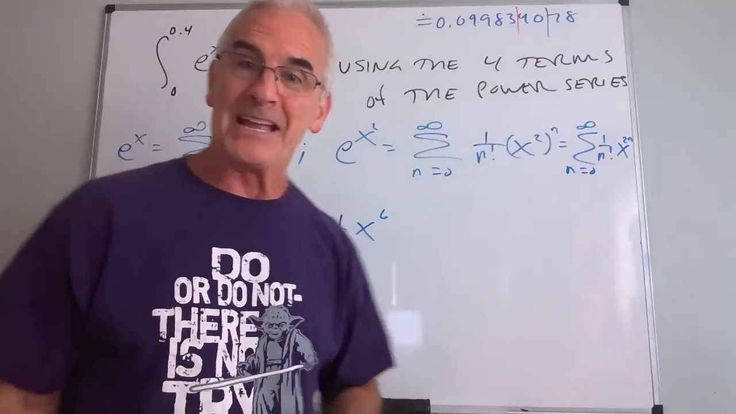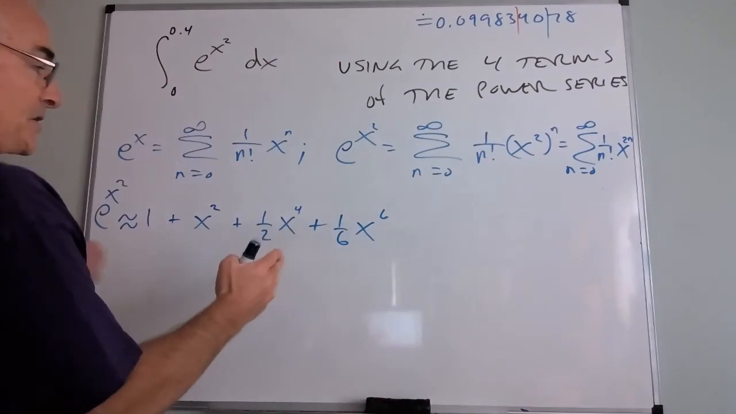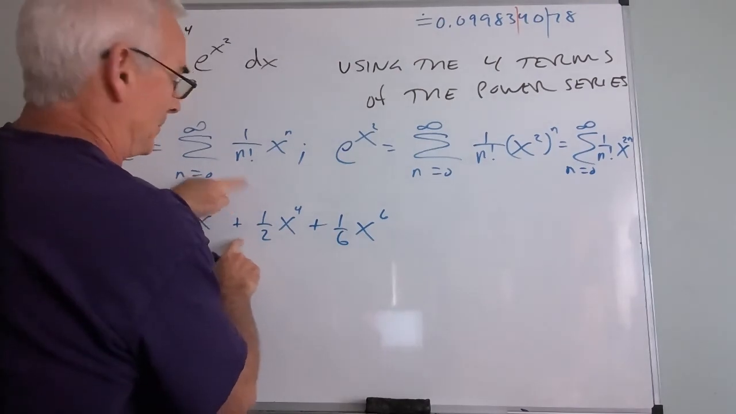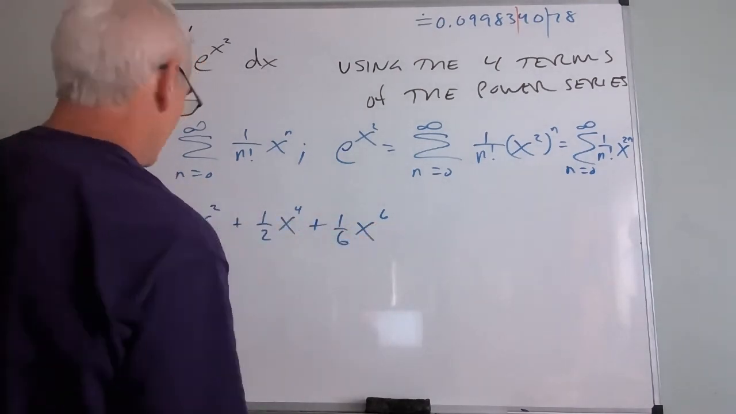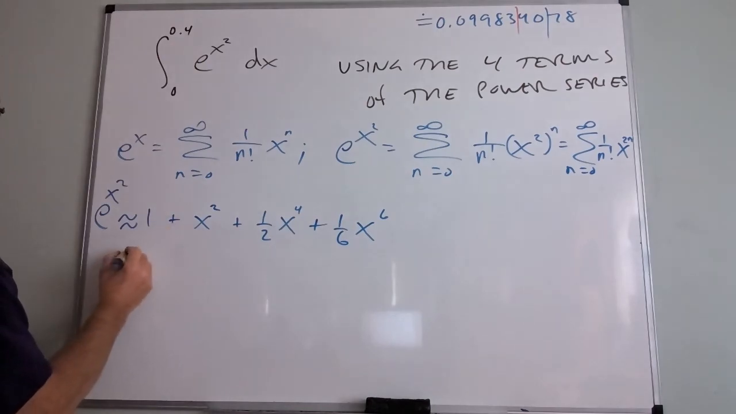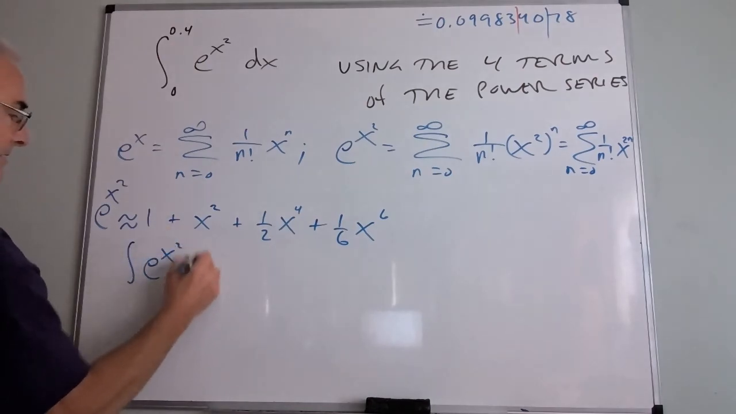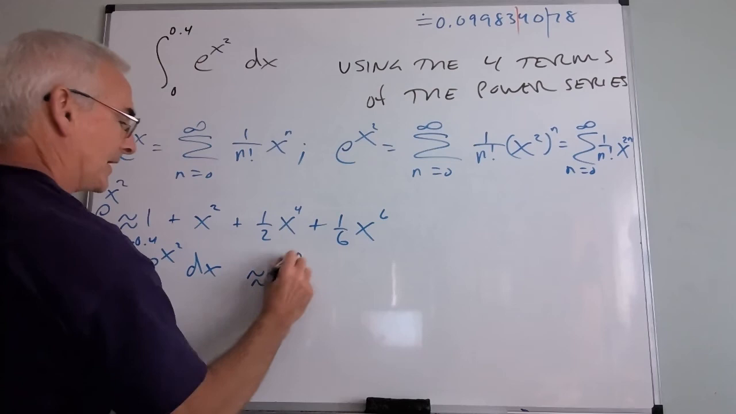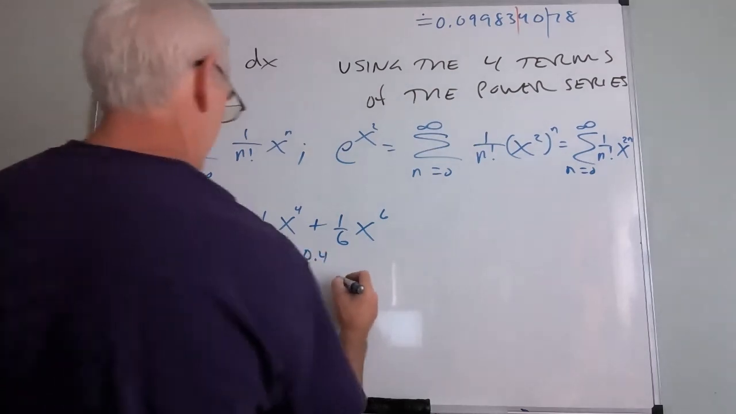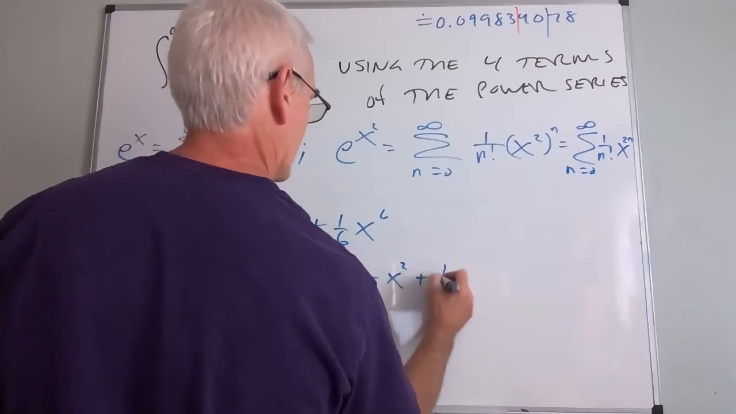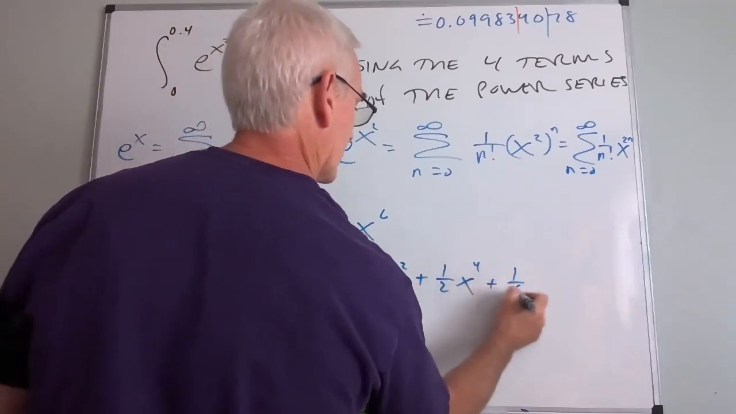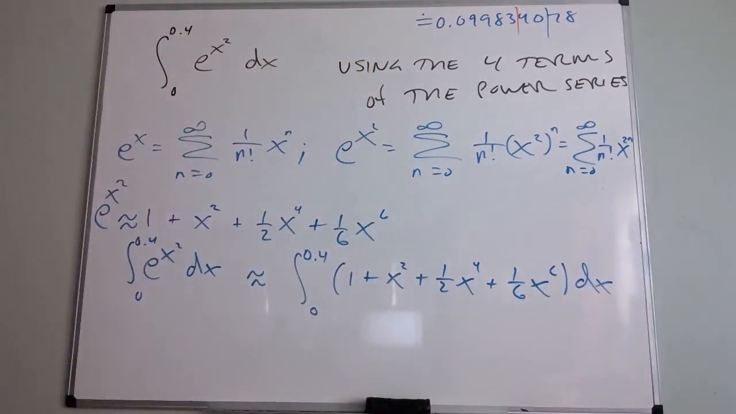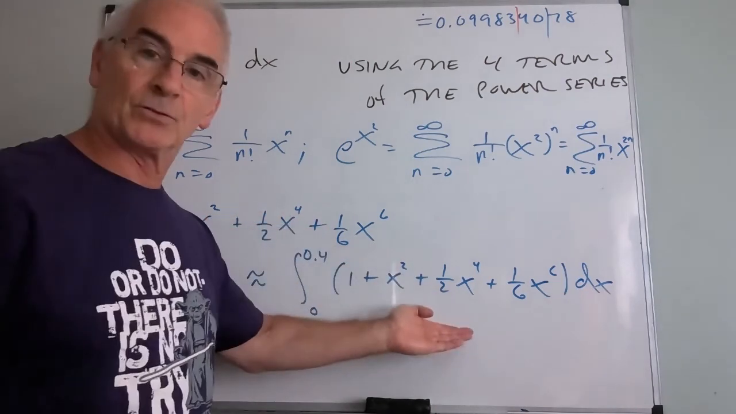And here's why that's so cool. If these essentially look the same when x is small, then the integral of this should look relatively the same as the integral of this. But the integral of this is trivial. So now I can say it like this. The integral of e to the x squared dx from 0 to 0.4, I'm going to estimate this is the whole point. The integral of this is going to be estimated with the integral of this.